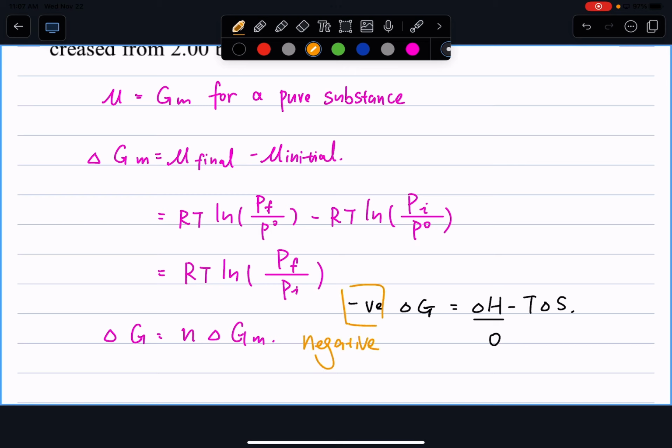So when the delta G is a negative number, what we can take home is, well, in this reaction, delta H equals 0 because it's isothermal and an ideal gas, so we know delta H is 0. And on the left-hand side, your delta G is a negative number. Your temperature is a positive number, so your delta S is a positive number, or your entropy increases.